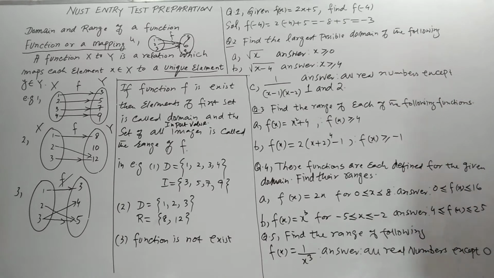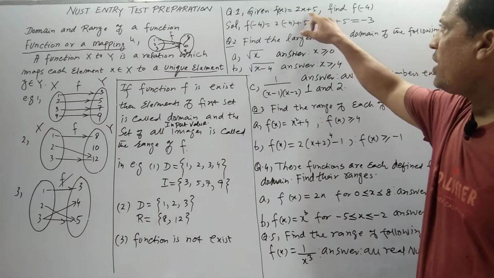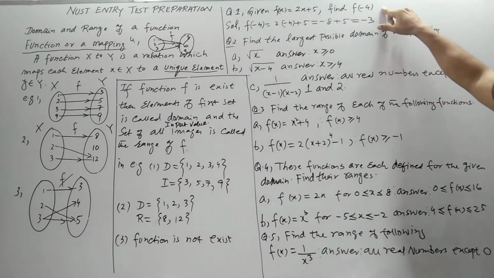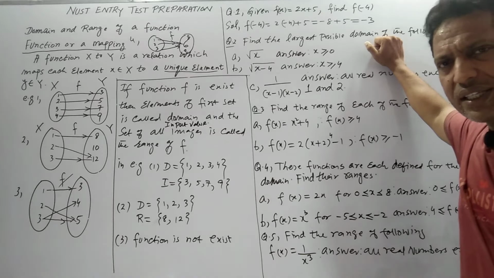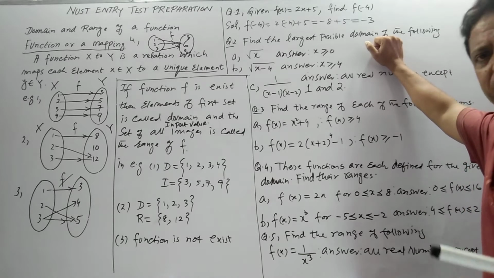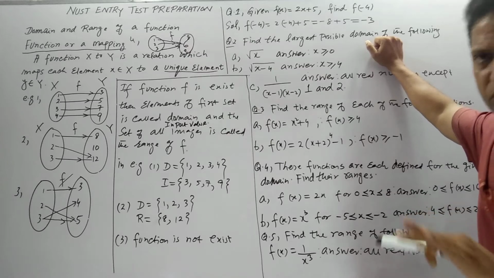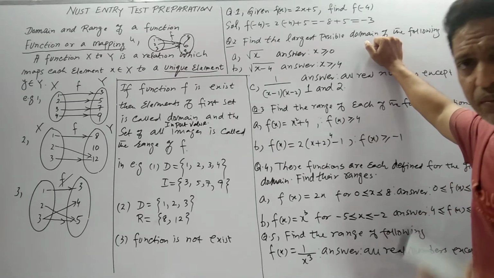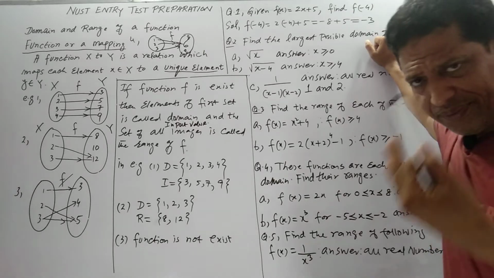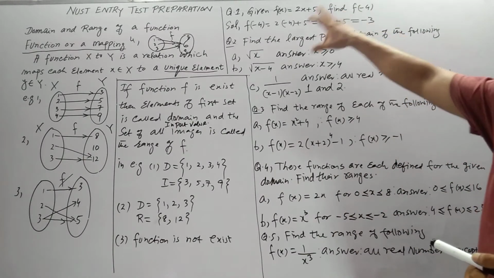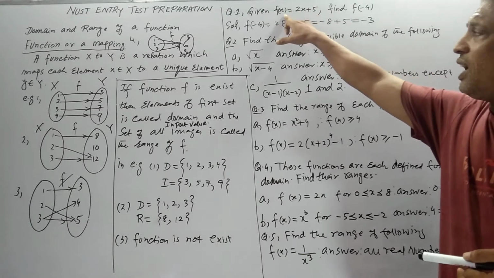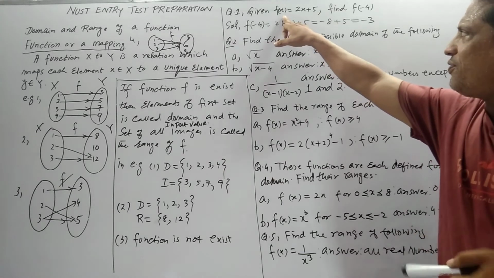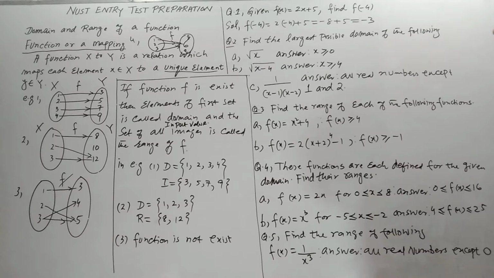Now see some examples of function. Example number 1, question number 1: given f(x) equals 2x plus 5, find f(-4). If we have a function f(x) or g(x) or h(x), no matter, the function is usually represented by f, no issue. A function can also be represented by g(x) or h(x) as well. In this question, f(x) equals 2x plus 5. You read this as f of x, function of x, is given as 2x plus 5. Find f of minus 4.